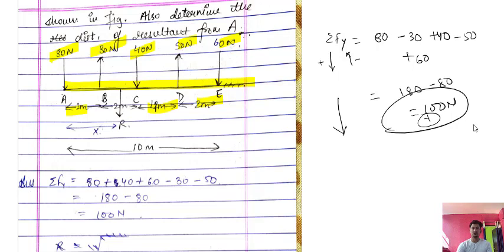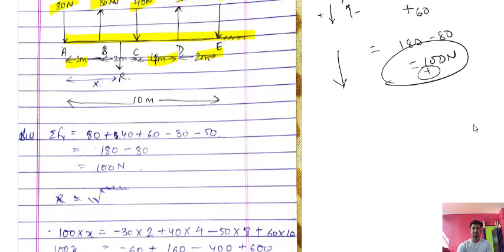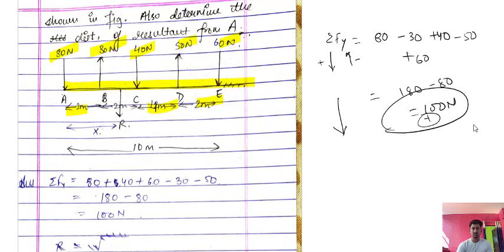Now we have to determine where it is acting. The distance of the resultant also needs to be determined. Suppose from this point A, the resultant is acting downwards, as it has come out positive and we have taken downward as positive. So the resultant is acting somewhere at a distance x from point A.